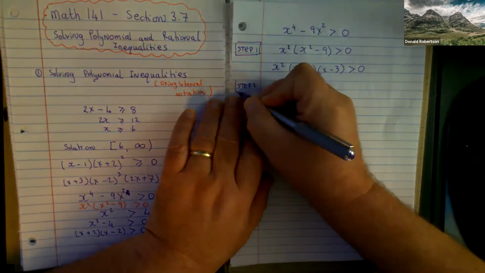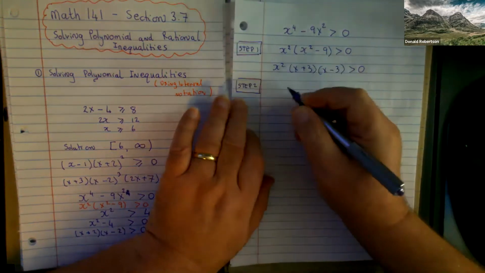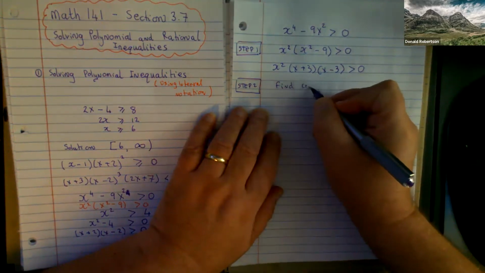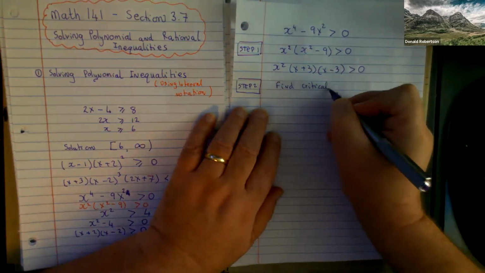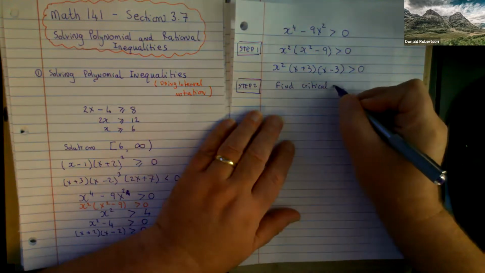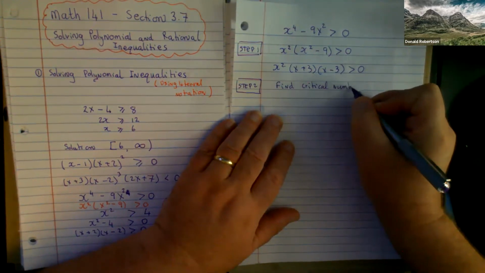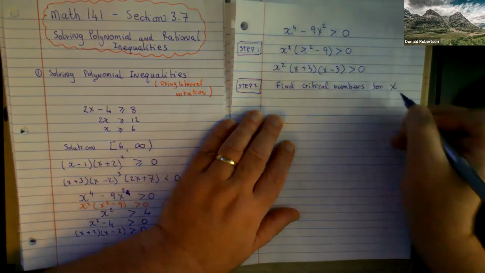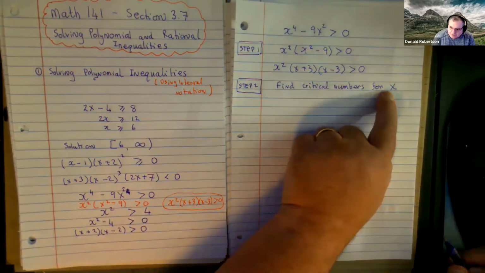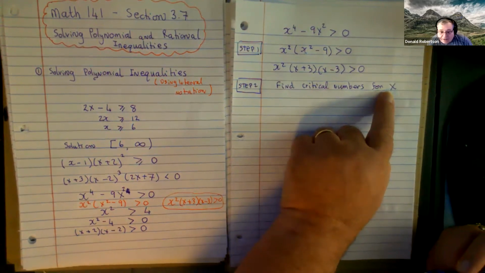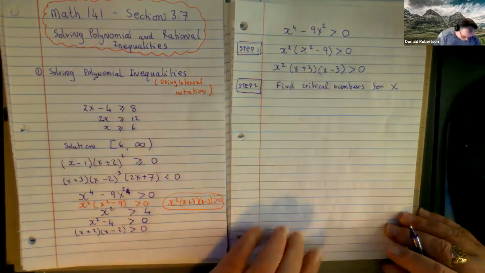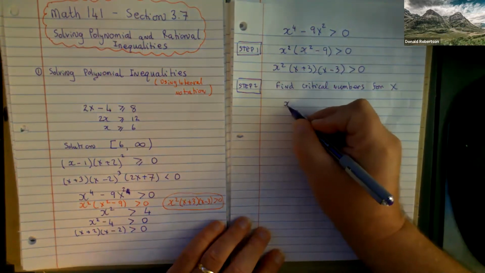Step two is we find what are called critical numbers for x. Critical numbers, critical values, critical numbers for x. Now, these critical numbers for x are essentially the values of x that make any of these factors 0. So I'm just going to write this guy down again.